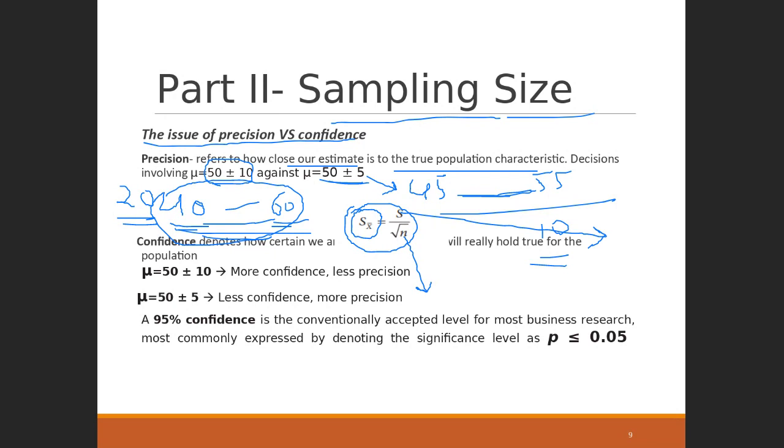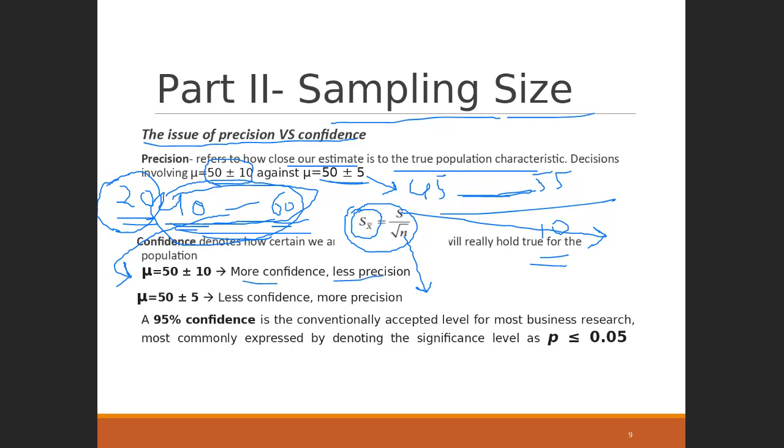For instance, in this particular example, when we estimated that the population mean will fall between 40 and 60, the precision is less, but we can be more confident about it because we have a huge margin of error. We can be more confident that our population mean will fall between 40 and 60 due to the high margin of error. So there is less precision here, but there is more confidence in our estimate.